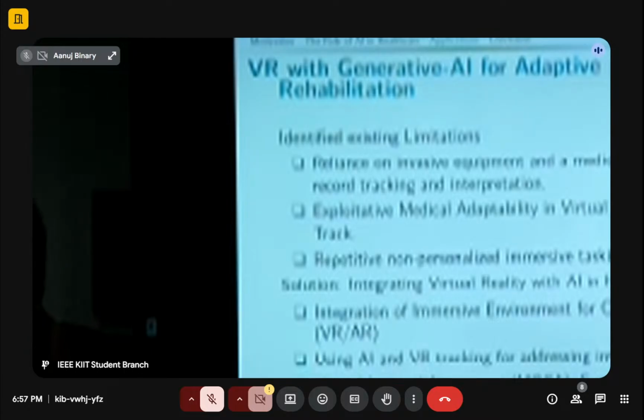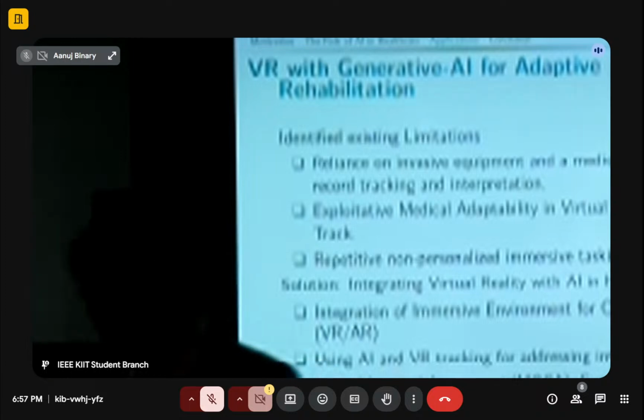But now we have discovered a technique called virtual reality, where we need not go to the hospital, and it is incorporated with GenAI. How will the GenAI help? Whatever queries you have, in our headset we will design the model with a system based on Unity. We will design a virtual environment.